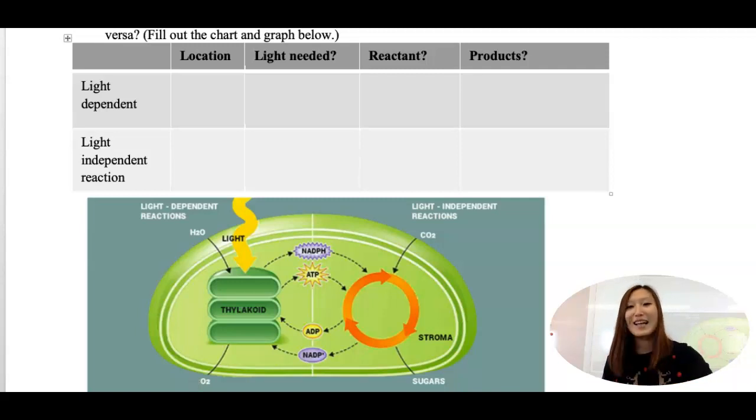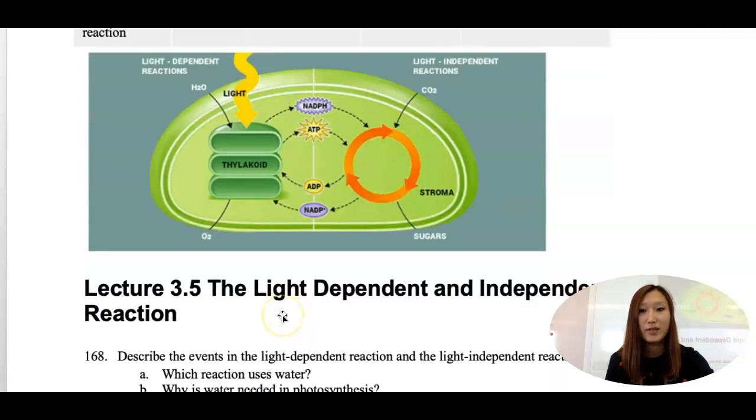All right, moving on. Light-independent reaction, the reactants will be ATP and NADPH to be used as energy, and you have CO2 to be used as a raw material to form the sugar, and the products will be sugar, or you can say glucose, and ADP and NADP+, because those two have to go back to the thylakoid.